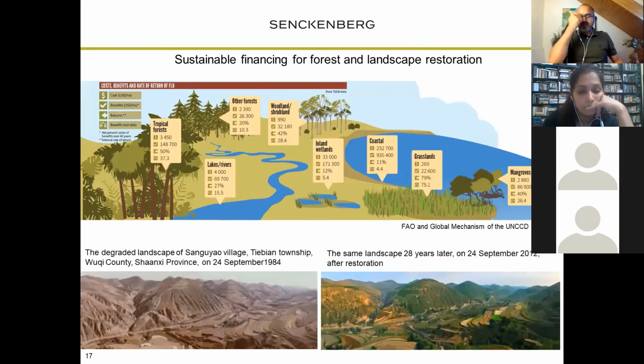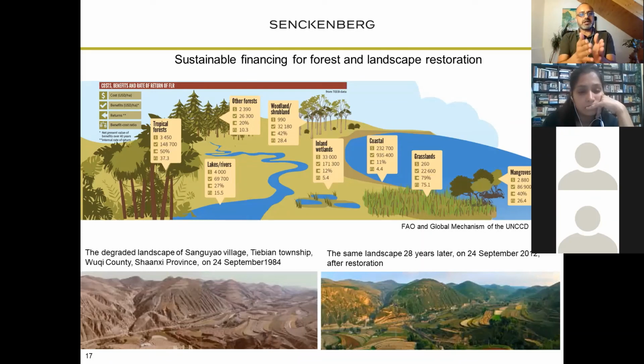I think I would just show one more slide. People talk a lot about how we spend on this ecosystem, but we can also defend those spendings, which are sustainable financing, by numbers. If we spend about $3,000 in tropical forests, we are going to get $150,000 in return. So this can be 50 times higher returns on the amount that we're spending on those ecosystems.